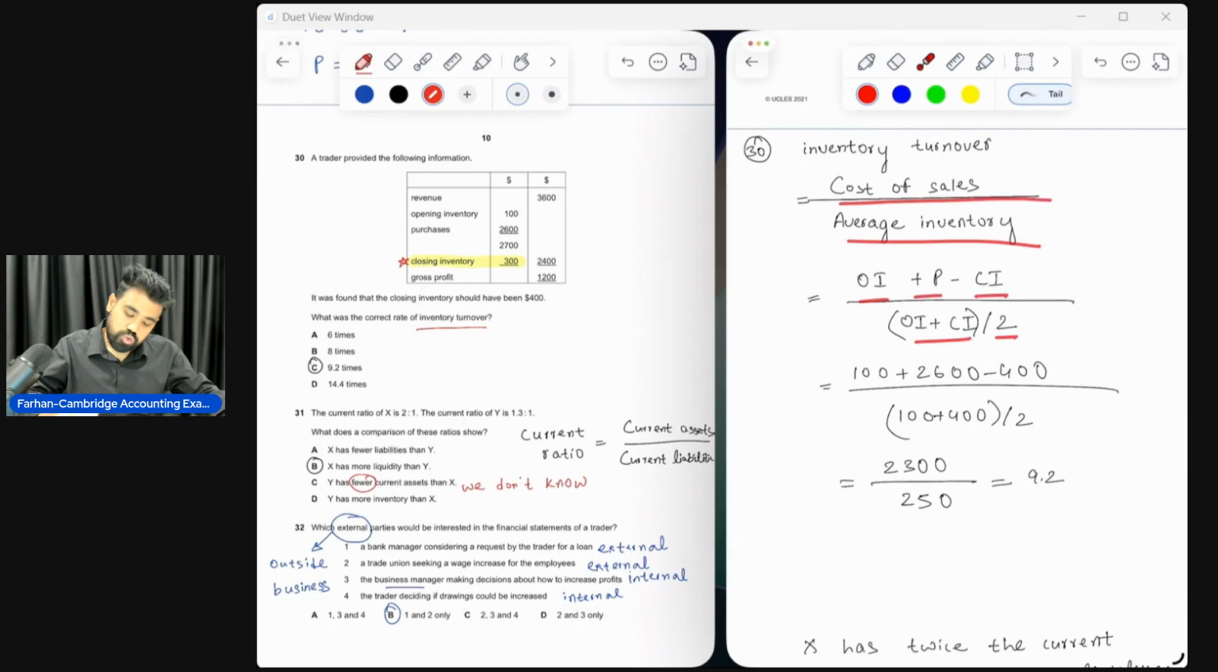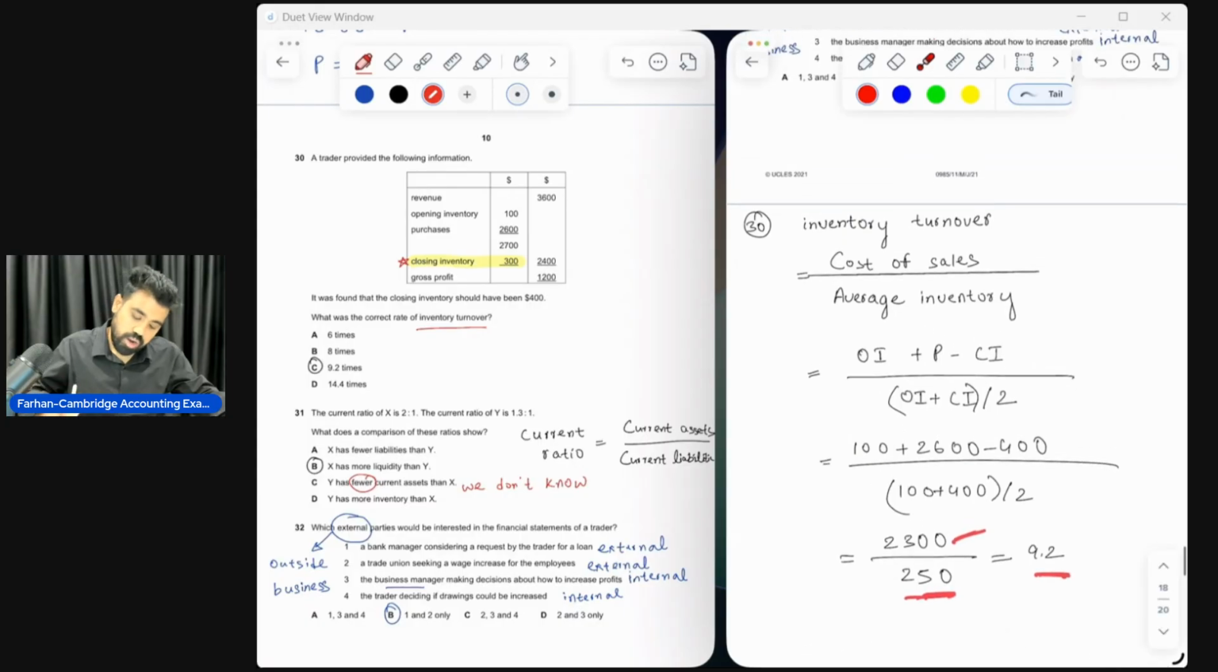So now what we do is replace all this with the numbers that we have. Opening inventory is given to us at $100. Purchases are given to us at $2,600. The correct and revised amount of closing inventory is $400. The entire thing is divided by 100 plus 400, the total of opening and closing inventory, divided by 2, which is basically finding the average. So $2,300 in the numerator and $250 in the denominator gives us 9.2 times as the inventory turnover.